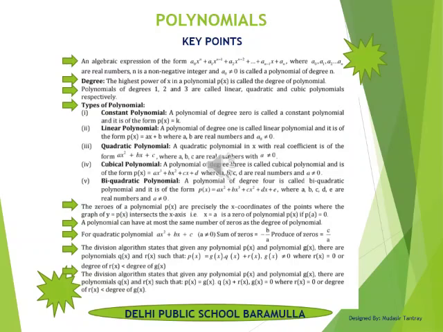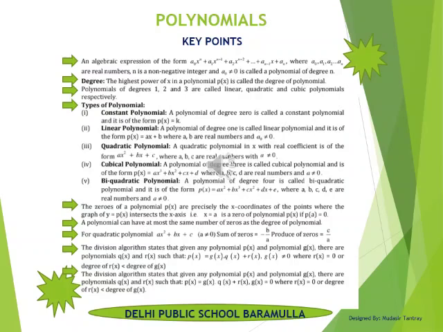Cubic polynomial. A polynomial of degree 3 is called a cubic polynomial, and it is in the form p(x) = ax^3 + bx^2 + cx + d, where a, b, c are real numbers and a should not be equal to 0.